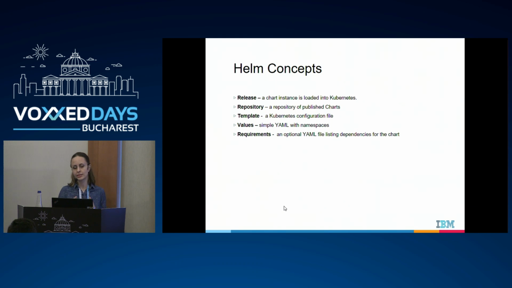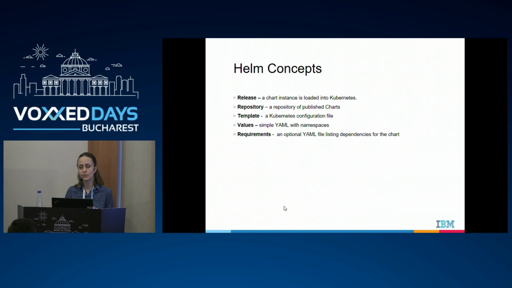Then the templates, as explained earlier, are the Kubernetes configuration files. Values is going to be the file where you're going to store those hard-coded things that you saw earlier in deployment.yml. And it's simpler to maintain, only one file for all the templates.